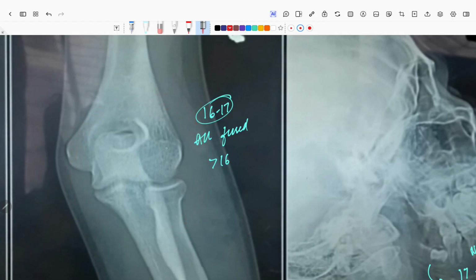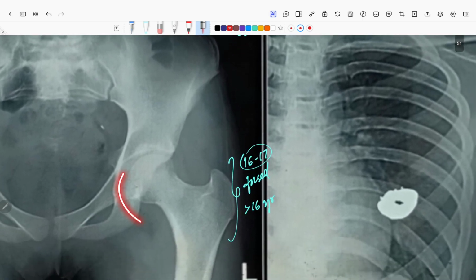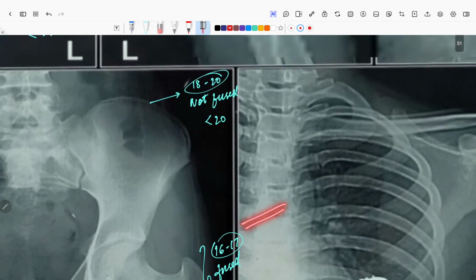Okay, this is the elbow joint. We see everything has fused. We know that everything in the elbow joint fuses by 16 to 17 years, so it's fused, and it'll be more than 16 years of age. Then this is the hip joint, the upper end of femur. Everything here fuses by 16 to 17 years of age. The person is more than 16 years of age.